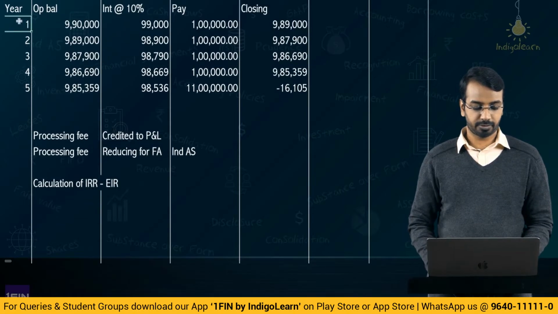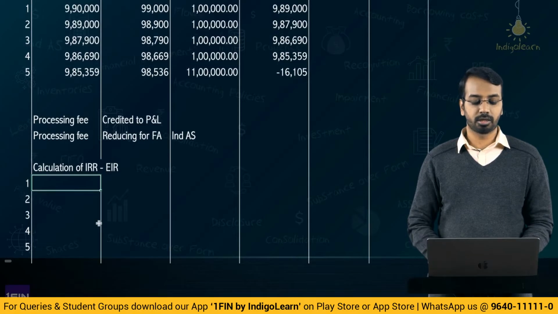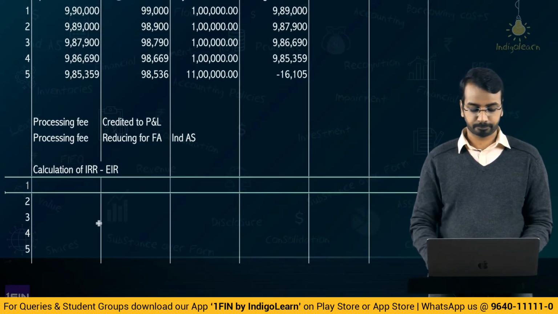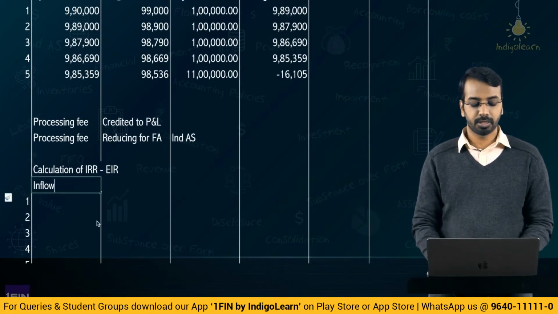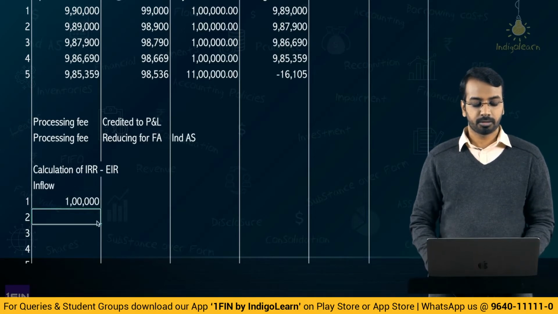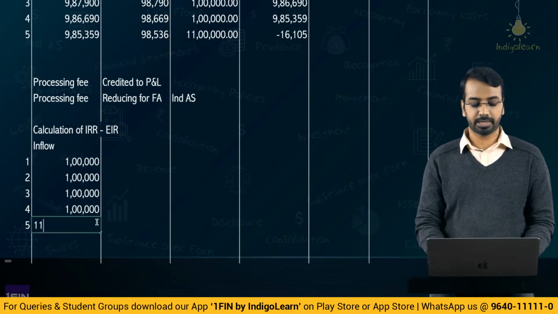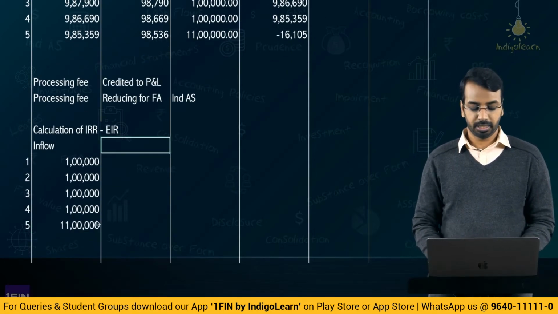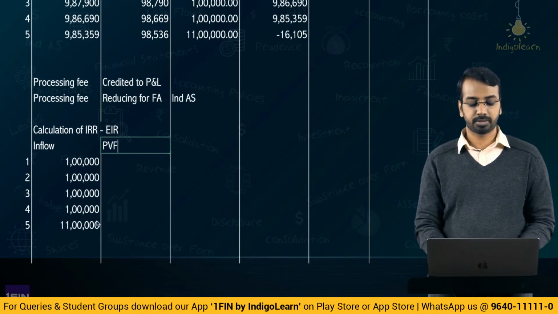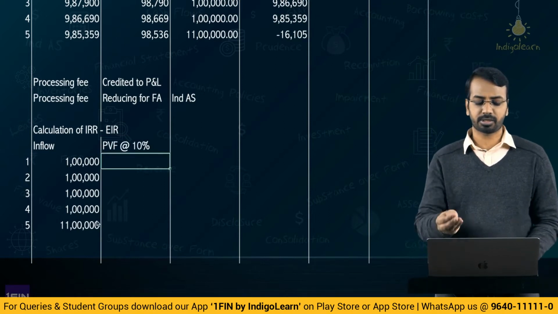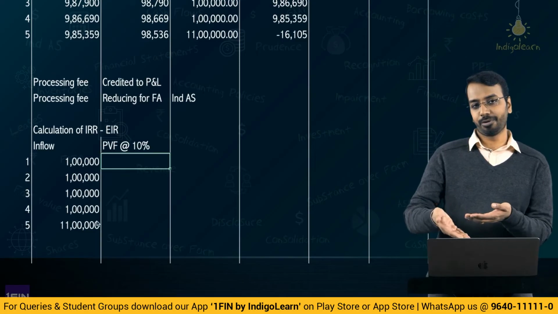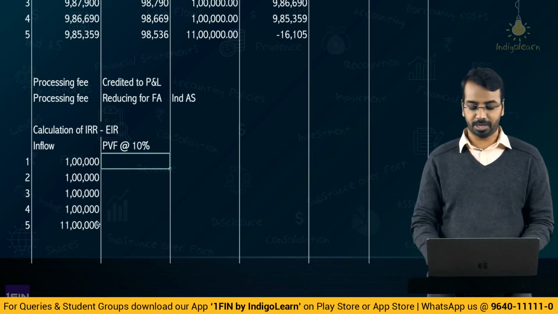So let us consider the 5 years, right, and what is the inflow? Inflow is 10,000 here. Inflow of 1 lakh first year, second year, third year, fourth year, and last is 1 lakh 10,000. Right. Present value factor at 10%. Why 10%? Because 10% is the closest one. I know we have to move back slightly, but we will start with 10%.